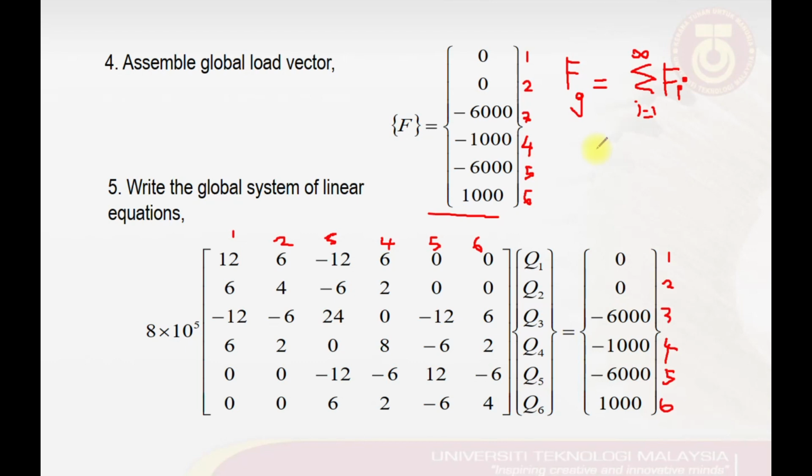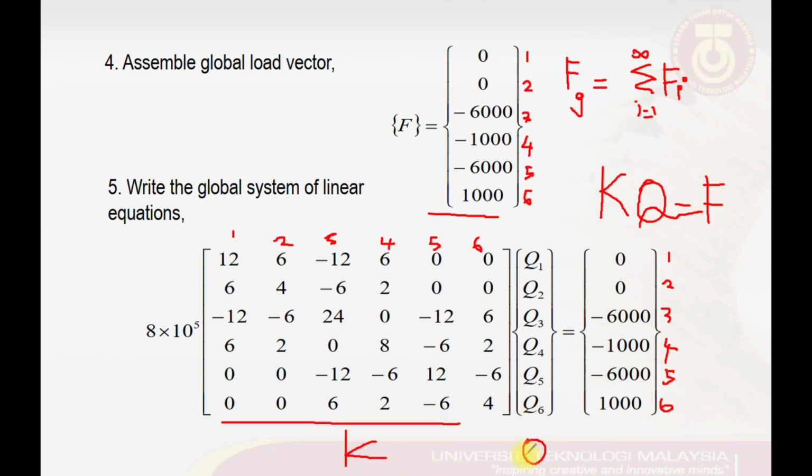When we have assembled our element stiffness matrices to form a global stiffness matrix and the global load vector that resembles the complete system of the structure to be analyzed, we can rewrite all of this as a system of linear equations, but in this case we write this in the matrix form, where this is our K matrix, and this is our unknown, and this is our force vector.